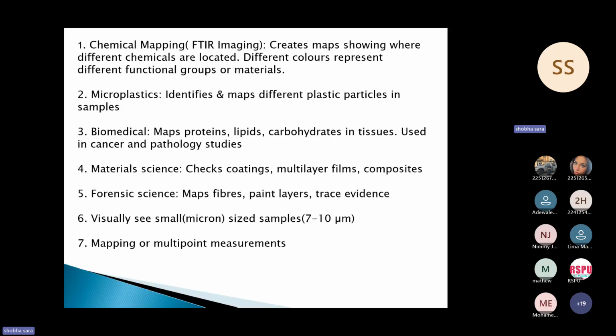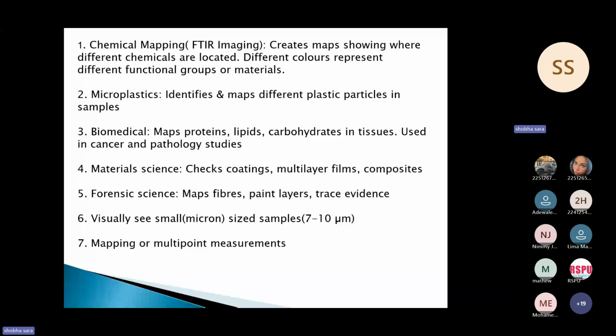We can do the chemical mapping. So we got a substance and it is kept under the microscope. We focus the FTIR on that particular region. It creates a map which shows where the different chemicals are located. It is just like a map. It creates a map of the compound. The different colors represent the different functional groups or materials. It is really very useful for analyzing or finding out certain areas of the sample.